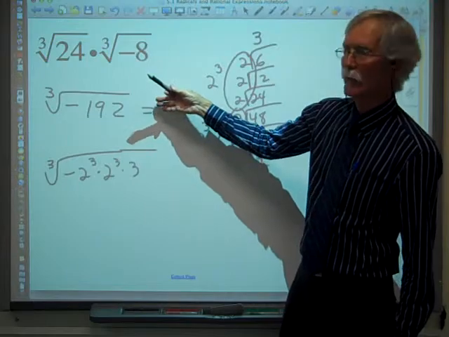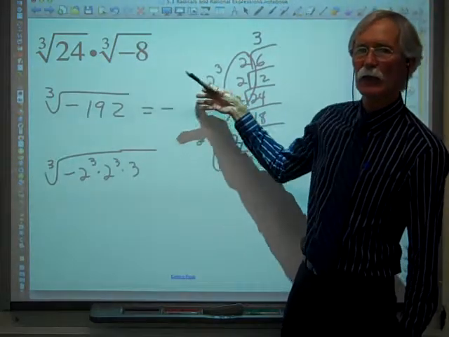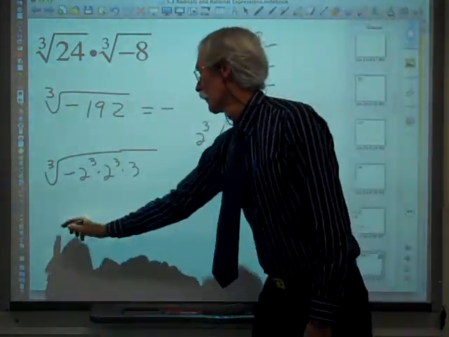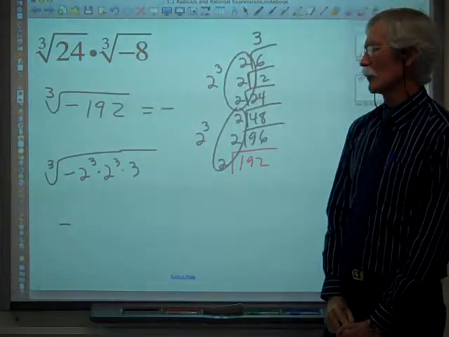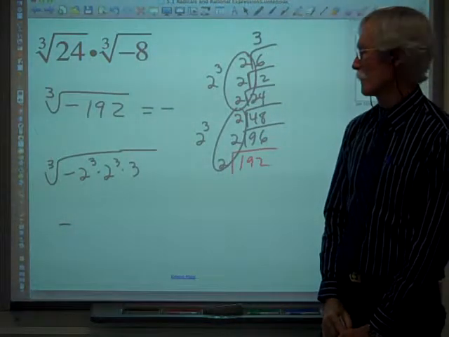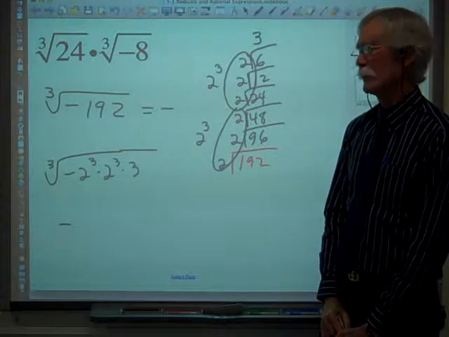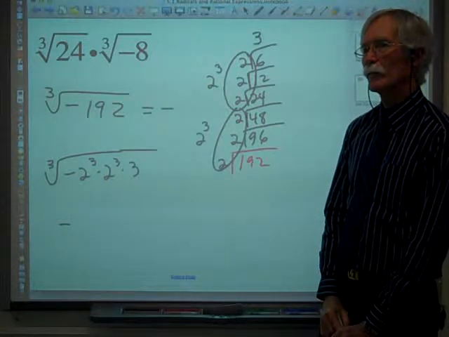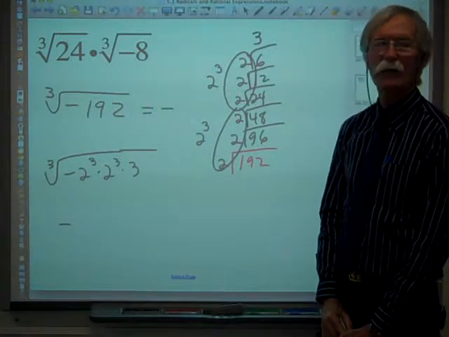What's the cube root of a negative anyway? Isn't it negative? Cube root of a negative is negative. Negative 4. Is it negative 4 over 3? It is.